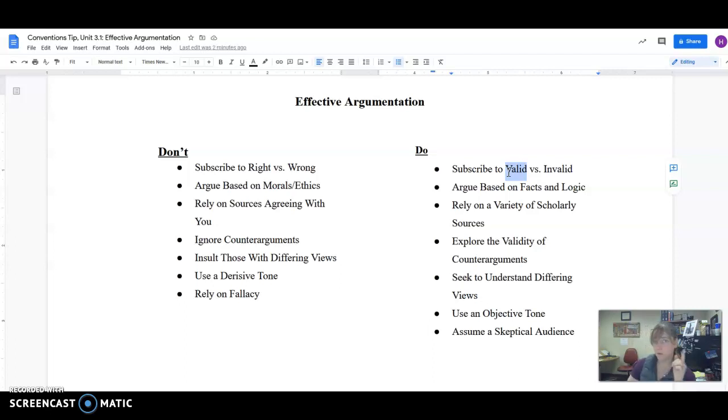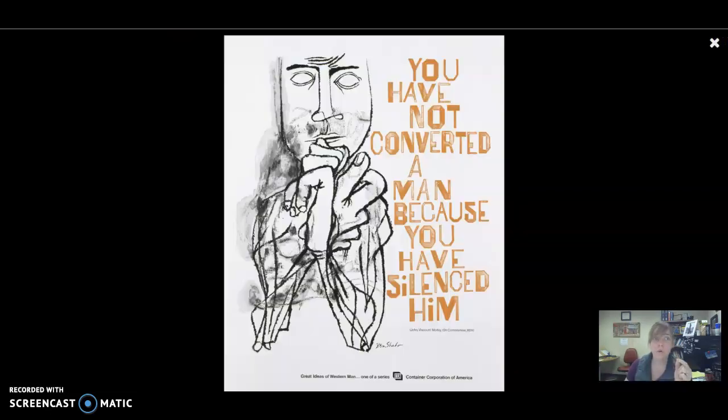It does not mean wrong. If an opinion is invalid, it means it cannot be supported by evidence. You are not here to invalidate their argument. You are here only to validate yours. So, when you're writing these papers, please remember that you are here to invite conversation with your reader. You are here to invite your reader to listen to you and to explain why and how you hold a particular perspective, and that is all.